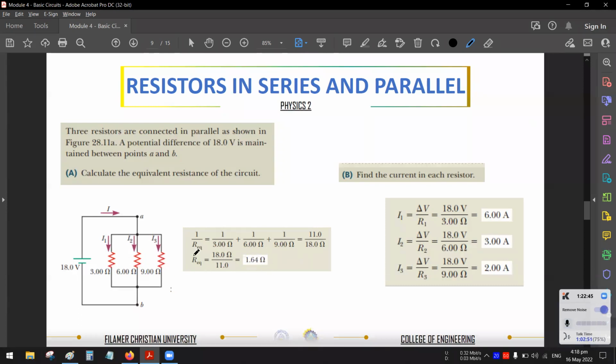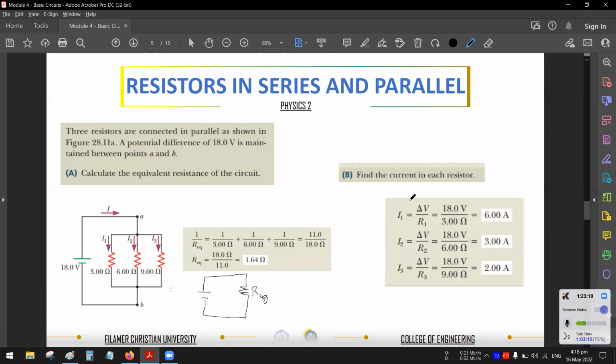Okay. So, pag ginawa mo to as simple circuit, ito yung battery mo. Ganito na lang siya. Ito na yung R equivalent mo. Isa na lang siya. So, R equivalent mo is 1.64 ohms. Then, meron tayong follow-up question dito. Find the current in each resistor.